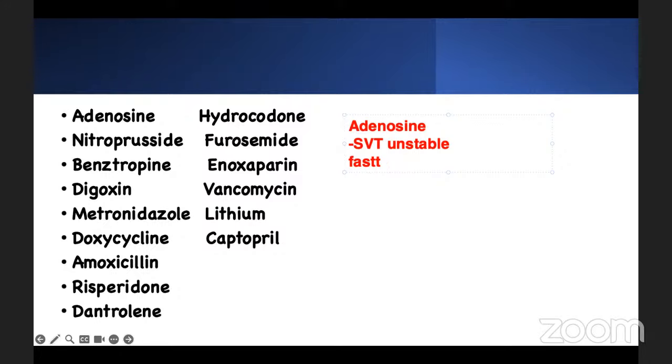And they will ask you, where do you give the injection? It has to be close to the heart, so the antecubital vein is a good place to put it. When you give it fast, you have to follow it with 20 ml of saline. You have to flush it so it goes as fast as possible. What do you tell the patient? The heart is going to stop, but it's going to come back.